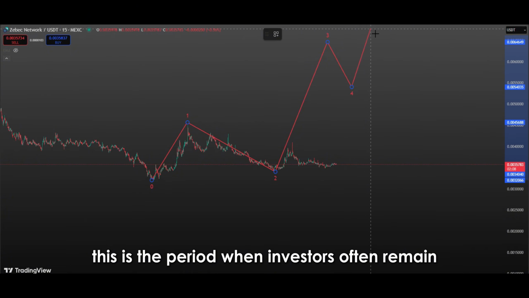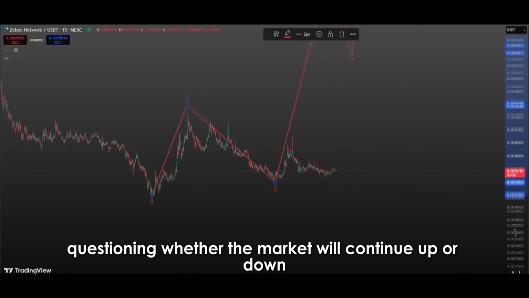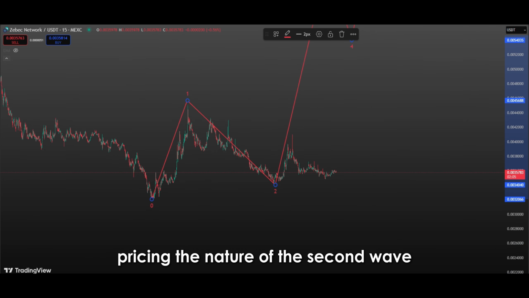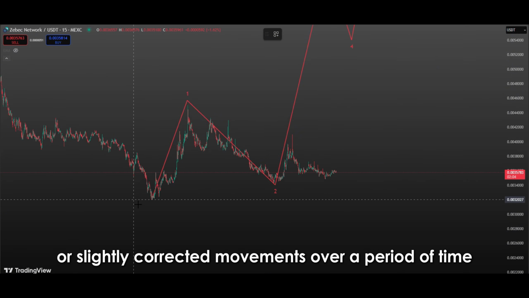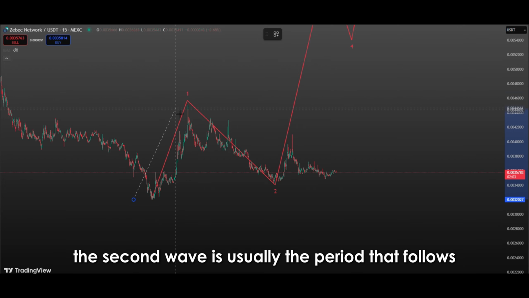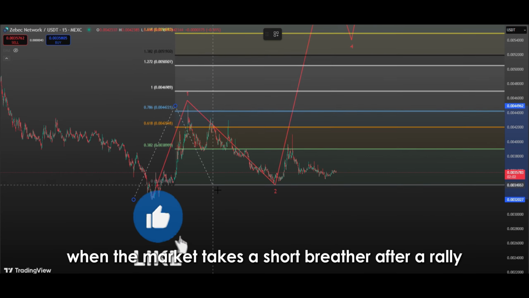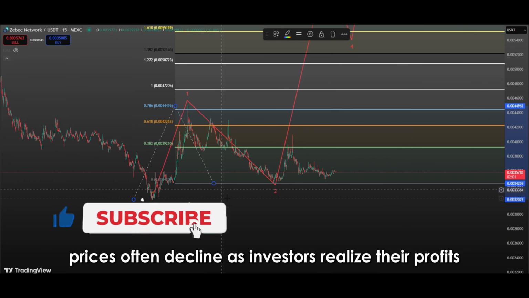This is the period when investors often remain indecisive, questioning whether the market will continue up or down. This is precisely the reason behind this sideways pricing. The nature of the second wave is that the price exhibits sideways or slightly corrected movements over a period of time. The second wave is usually the period that follows the first wave, when the market takes a short breather after a rally. In this wave, prices often decline as investors realize their profits.